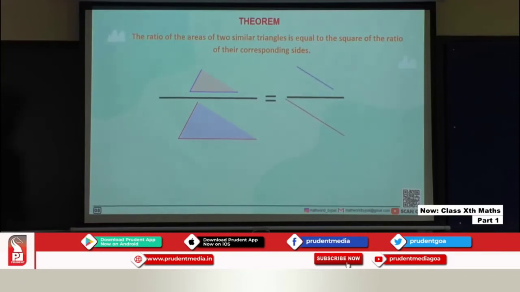Now, is it just equal to the ratio of their corresponding sides? No, it is equal to the square of that ratio. So all I have to do is square this. I hope the theorem is clear. So if there are two triangles which are similar, then the ratio of their areas will be equal to the ratio of the corresponding sides, but the square of those corresponding sides. So mathematically, if you want to write this entire statement, then it would be something like this.